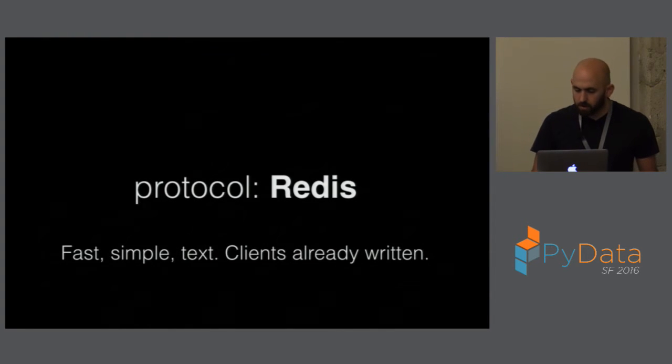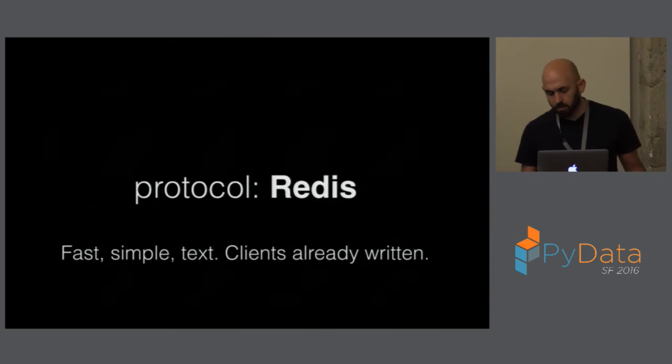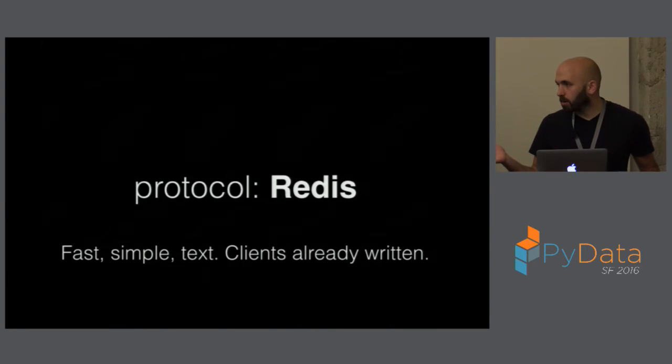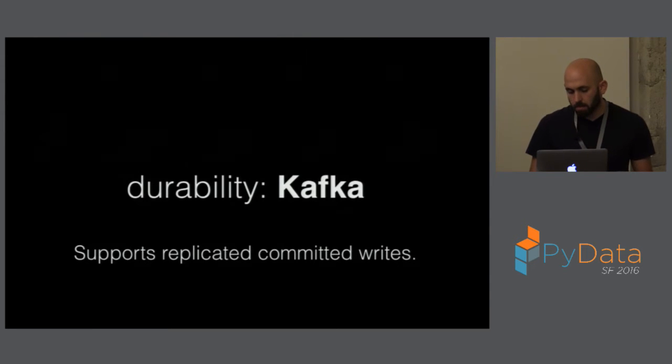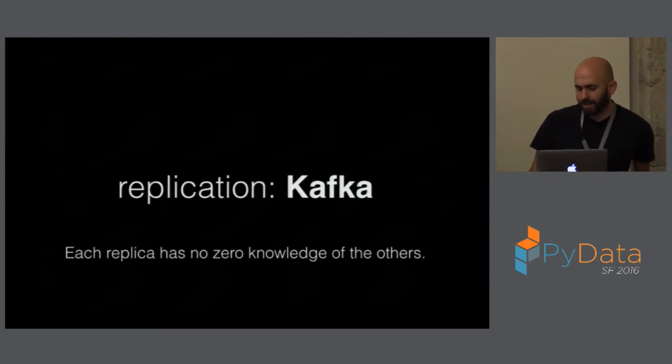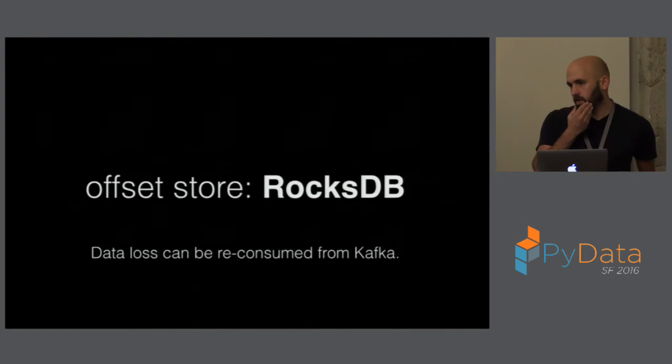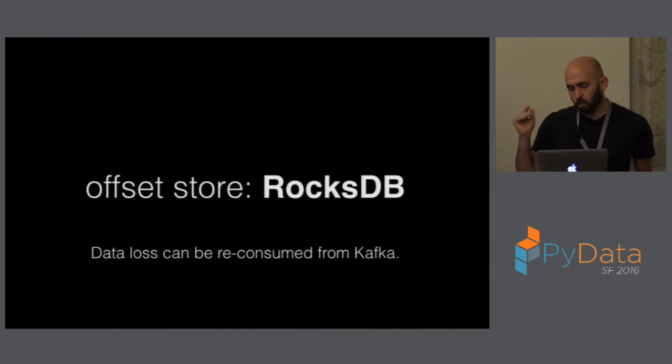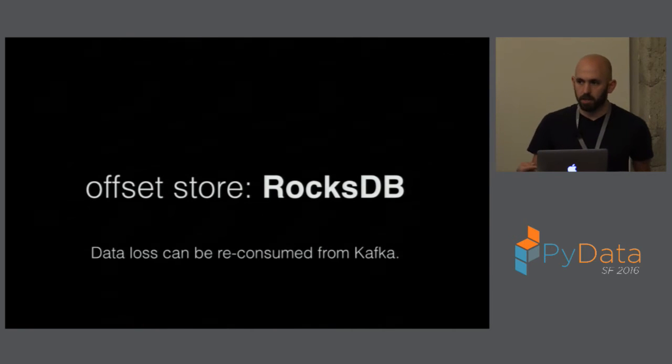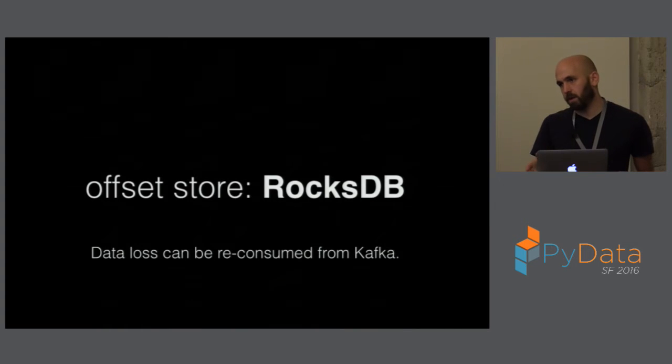For the protocol, we were writing our own database. This isn't that important from the data science view, but the Redis protocol is really simple, and by using the same thing, we could replace Redis without having to change any other code. Kafka we use for durability and replication. The offset stores, this is an interesting thing with Kafka. Because we were streaming this data in, if it crashed at any point, we would write how far we had gotten to the RocksDB database. So when it crashes, it comes back up, it knows the last place it got to, and then it can just reconsume from Kafka to catch up the last 10, 15 minutes or whatever.